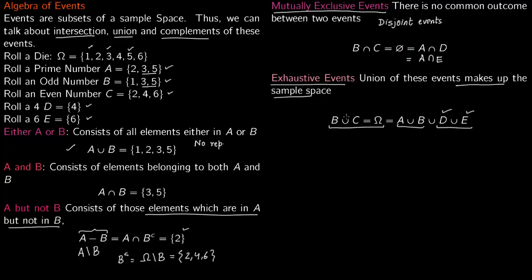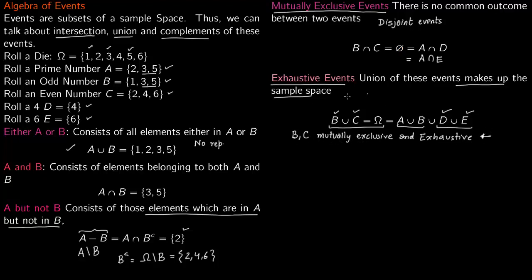Now you can also talk about B and C being mutually exclusive and exhaustive. So B and C are mutually exclusive. These are mutually exclusive and exhaustive. So this is important to notice that you can have events which are mutually exclusive and exhaustive, and this will come up again and again.